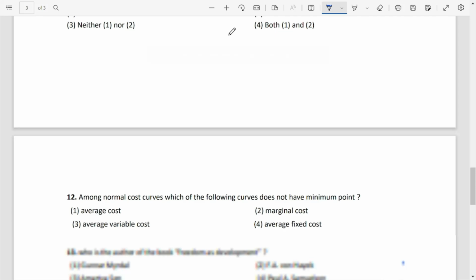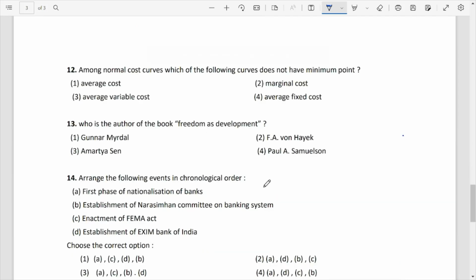Now, next question is who is the author of the book Freedom as Development? The options are Middle, Wozniak, Amartya Sen, Paul S. Emerson. So this book was written by option three, Amartya Sen. He also won the Nobel Prize in 1998. So three is the correct option.